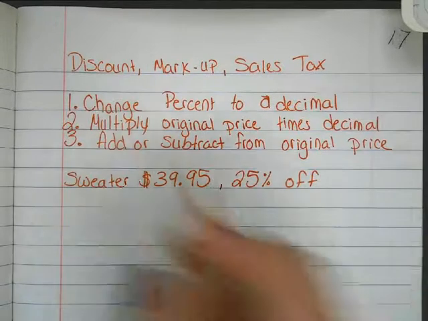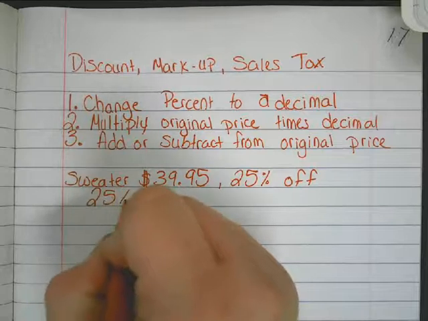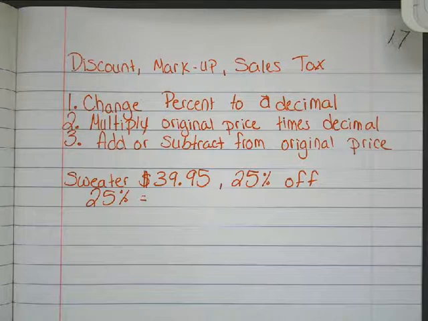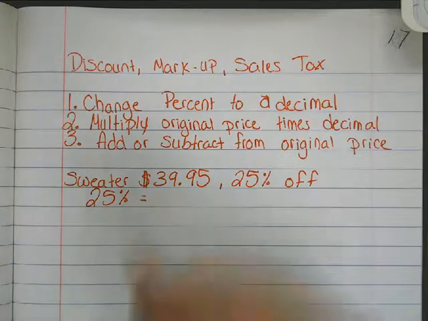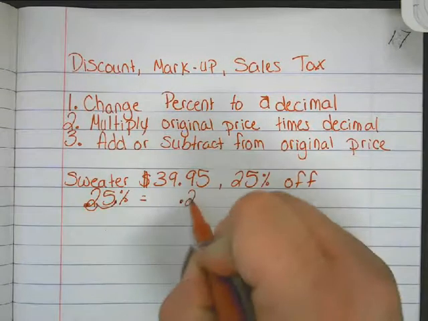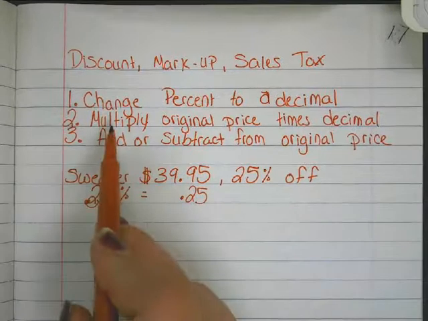Okay? So first step says to change my percent to a decimal. So I'm taking 25%, and what would that be as a decimal? Going back, how do you change a percent to a decimal? Move your decimal 2 places to the left. So my decimal starting at the end, so it is 0.25. Notice I'm removing the percent sign. Alright, so I did step 1. Now step 2, I'm taking the original price times the decimal.